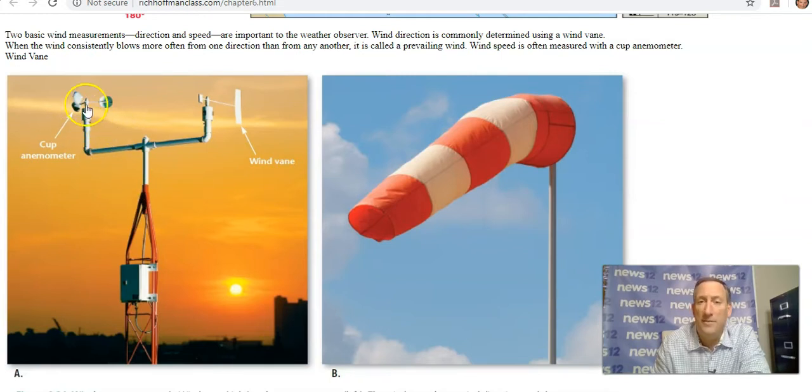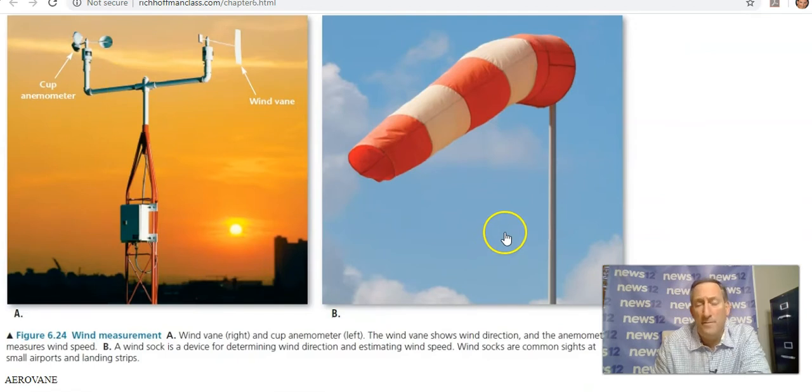Now, this little piece of equipment over here is called a cup anemometer. A cup anemometer only measures wind speed. On this weather station, this information goes into this computer and lets us know what the wind direction is, and then the cup anemometer lets us know the wind speed. So these are two different devices. One measures direction, one measures speed. A simple device like this is found mostly at airports, and typically more at smaller airports.